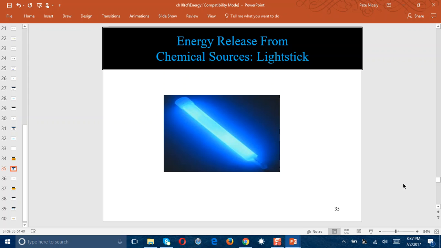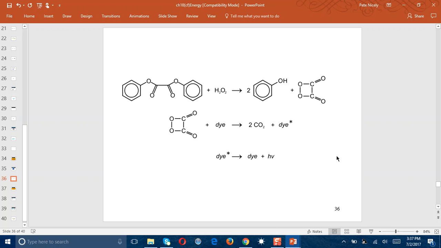And then here we have a picture of a light stick. We all know what that looks like. It produces energy, and the next slide shows you a series of chemical reactions which actually results in energy being formed. So basically you have this compound here which reacts with hydrogen peroxide, which produces these two products. This product is very unstable, and it reacts with a dye to form carbon dioxide and a more energized version of the dye, so energy is transferred to the dye, and then the dye, being very unstable itself, will simply lose energy. So this HV that you see here actually represents energy being lost. That's basically how the light stick works.